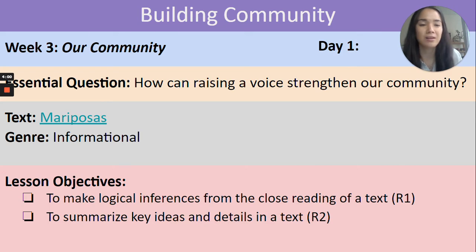Okay, thank you for reading our lesson objectives. We have 2 for today. The first is to make logical inferences from the close reading of a text. So after we read our text closely and carefully, we're going to think about what it means to us and what we learned from it. The second lesson objective is to summarize key ideas and details in a text. So after we've thought about what we learned and what this text meant to us, we're going to give all of the most important information in our discussion afterwards.